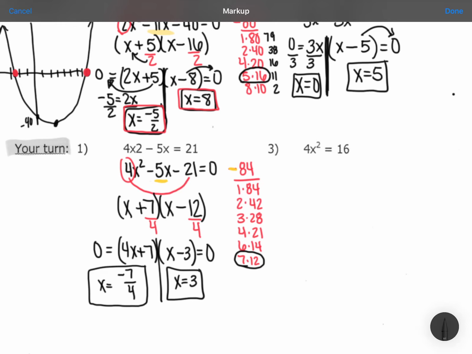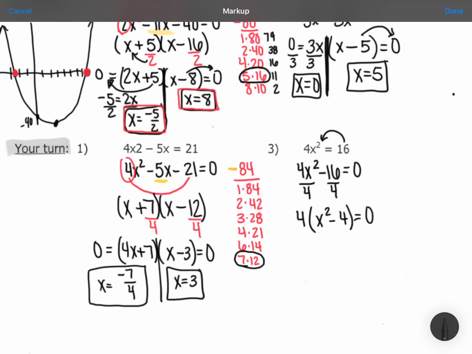Good job. Number 3, got to set it equal to 0. So I'm going to move that 16 over. So 4x squared minus 16 equals 0. Greatest common factor, I do believe I can divide both sides by 4. So I bring my 4 out. I get an x squared minus 4 equals 0.